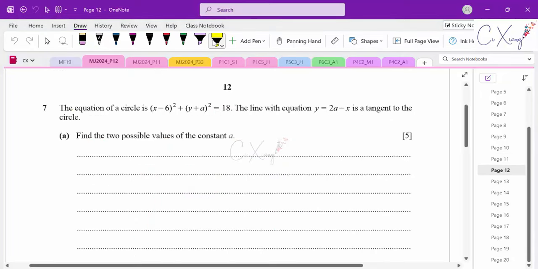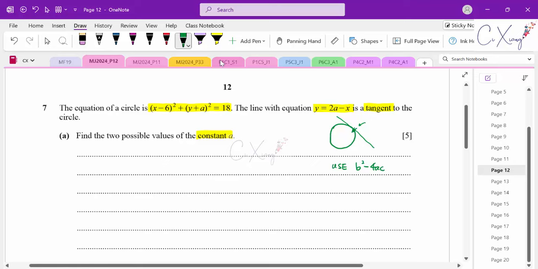Okay, so question number 7. We are given a circle equation, and after that they say that we have a linear equation, and it is a tangent to the circle. So find the two possible values of a constant A. Alright, so first of all, when they are talking about a circle and we have a linear line which is a tangent of the circle, tangent means that the line will pass through the circle at one single point. So we are going to use the concept of b squared minus 4ac equals to 0.